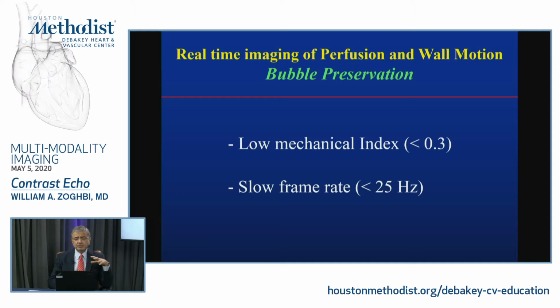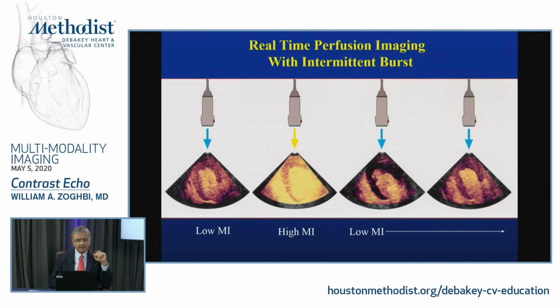So for real-time imaging, you have to preserve bubbles. You have to use low mechanical index so you don't destroy them, or a slow frame rate so that also you don't destroy them, or image intermittently. And this is an example, low MI, I can fill it very nicely. I send a high MI, very briefly, to destroy all the microbubbles, and then I can watch them come back in and therefore look at perfusion.